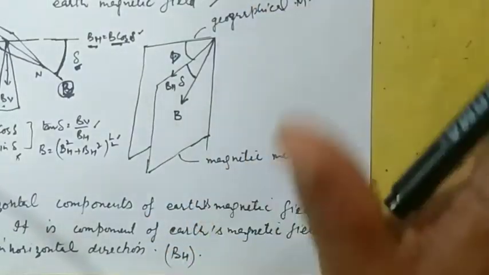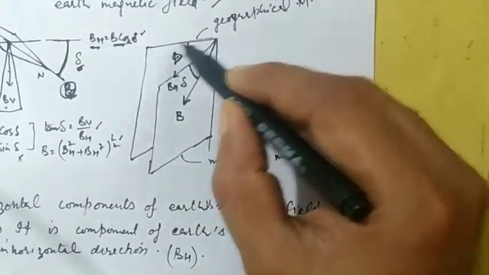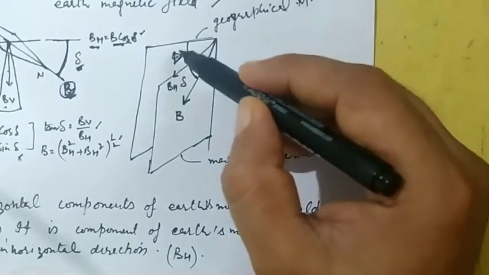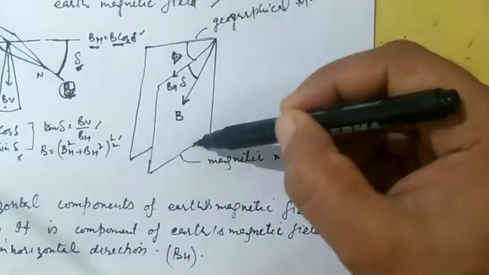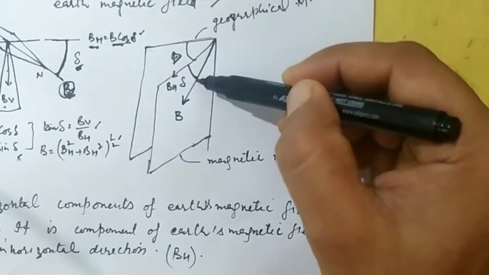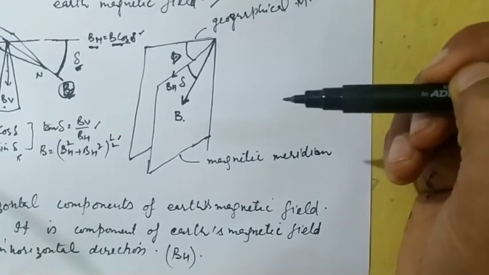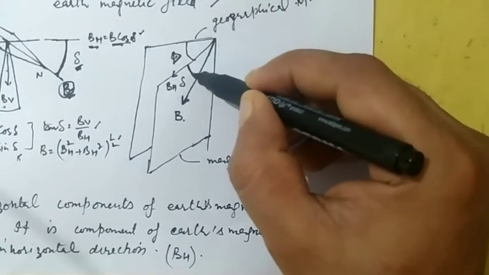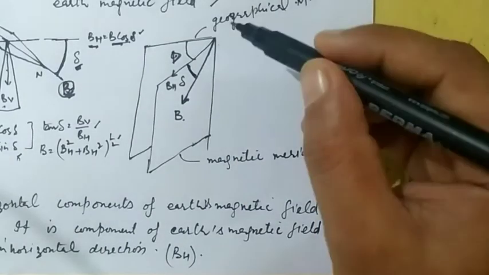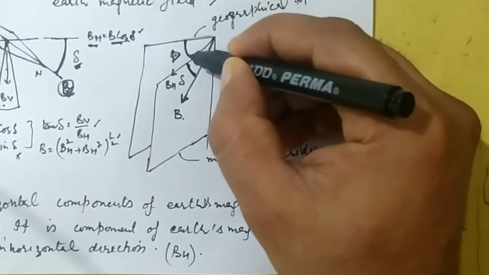If I draw all the magnetic elements in one diagram, this is one plane and this is a second plane. This is the geographical meridian, and this I represent as the magnetic meridian. If I hang a needle, it points along this direction. This is the total strength of the magnetic field, and the angle with which it is tilted is known as the angle of dip, and the angle between the magnetic meridian and geographical meridian is known as the angle of declination.